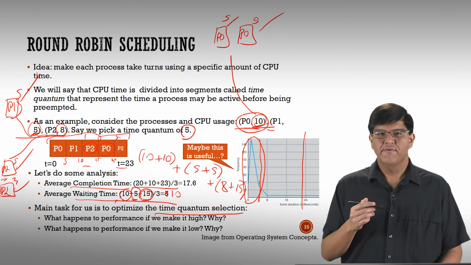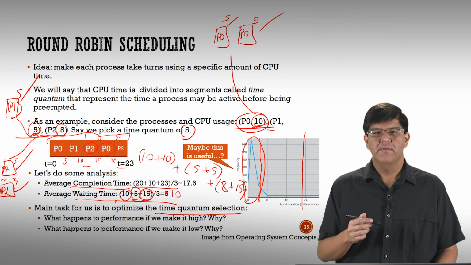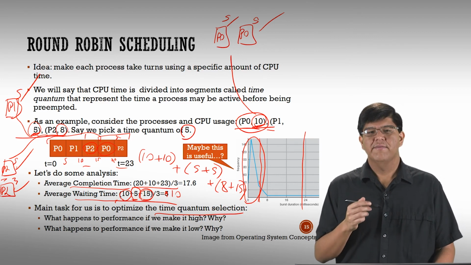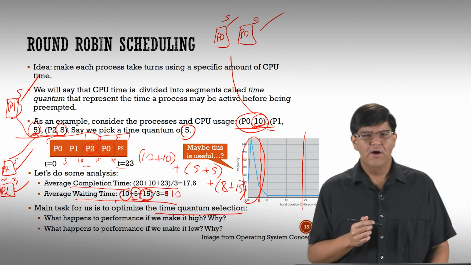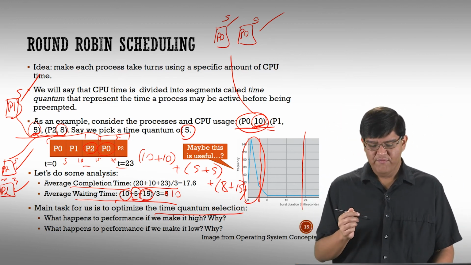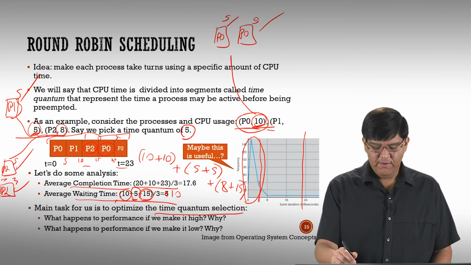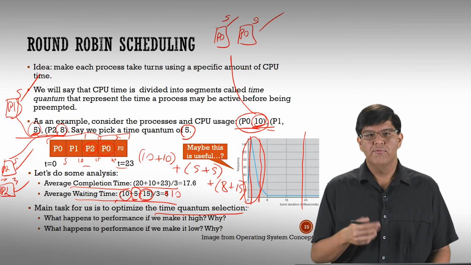The second question is, what happens if I make my time quantum too small? Is it a good thing or a bad thing? Think about that for one moment. If I make it too small, I get a similar problem in that I get degraded performance. If I pick it to be really small, none of my processes will be able to complete in one time quantum. They'll need to go again and again and again.